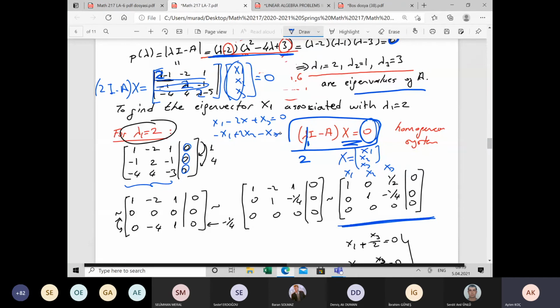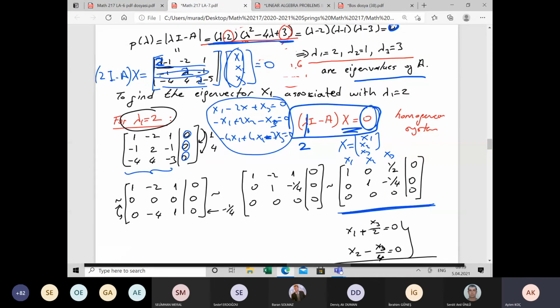So we obtain the homogeneous system, but we don't have to write this system. How to solve? Write the augmented matrix. So the coefficients of x1, this one, and this one. We can ignore this part. It's okay.